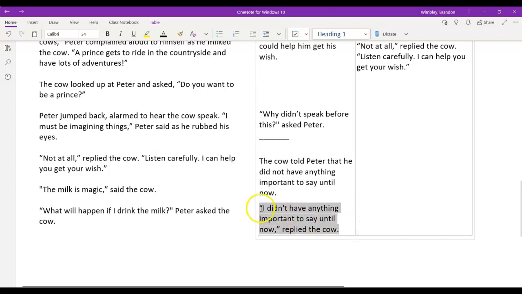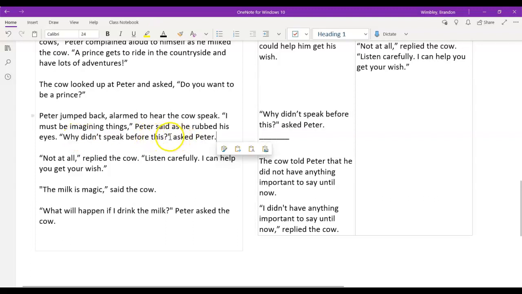Now, I like this dialogue because it's telling me this cow is actually thinking. He's kind of an intelligent cow. So where could we put these two in our story? We could put it after what happens if I drank the milk, but where else could we put it? Well, I think it might be good putting it right here after this part. Peter rubbed his eyes and must be imagining things. I can put it right here.